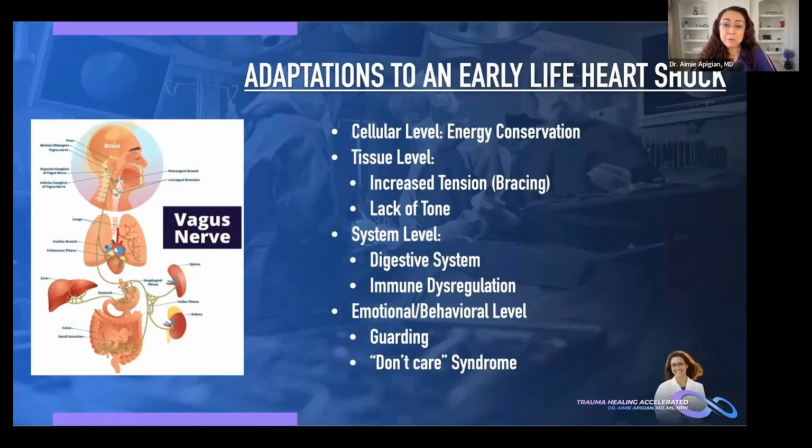On a system level, the digestive system takes a hit because of the changes in the nervous system. The immune dysregulation starts to happen. And on a behavioral and emotional level, we can see both a guarding and an I don't care syndrome. And again, the I don't care syndrome is the equivalent of the lack of tone in the muscles.